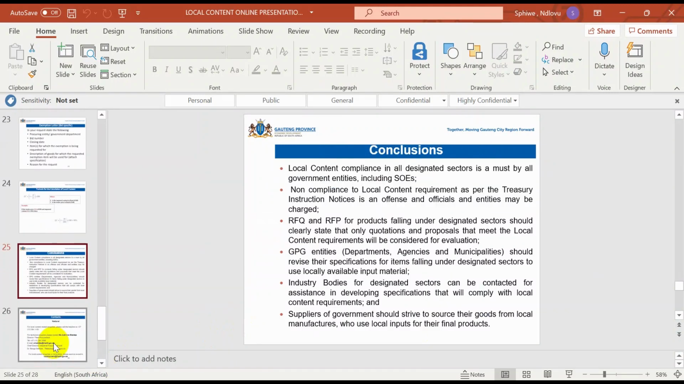And then, yeah, in conclusion, local content compliance in all designated sectors is a must by all government entities. So if a sector has been designated, unfortunately, we have to advertise it as such. And even you, when you bid, you need to bid using the criteria and the minimum threshold that has been put forward for that. And then the suppliers who are going to be awarded this tender will go through the process of verification.